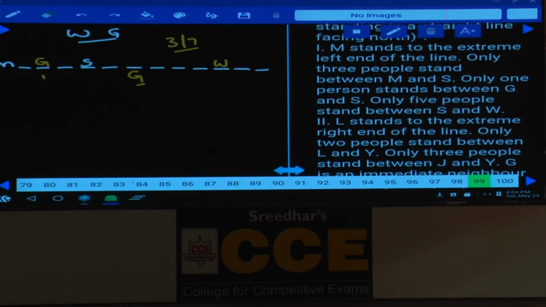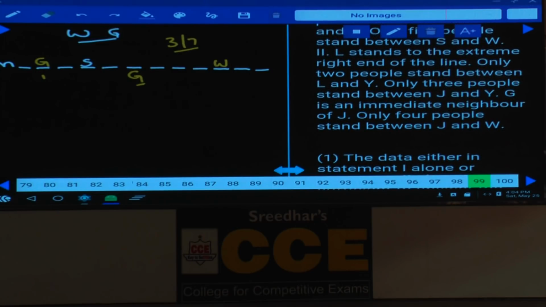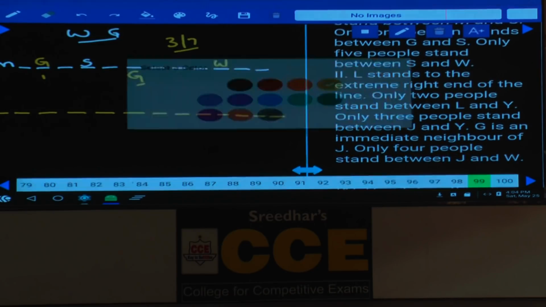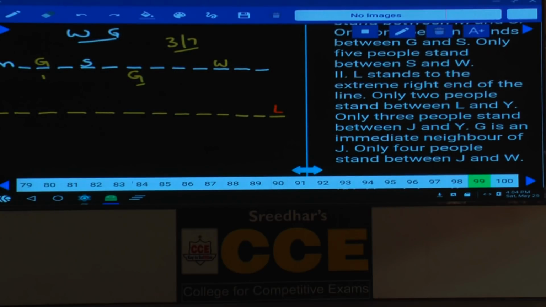Then coming to condition number 2, L sits at the extreme right hand of the line. As L is at the extreme right, 1, 2, 3, 4, 5, 6, 7, 8, 9, 10, 11, 12, 13. L is here. Then only 2 people between L and Y, so Y is at this place. 3 people between J and Y, so J must be at this place. Then G is an immediate neighbor of J, so G can be either here or here.